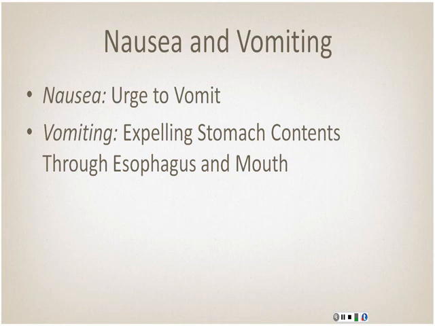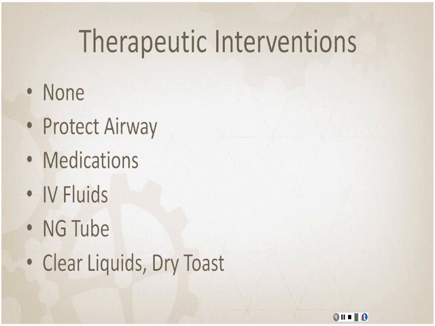Nausea and vomiting can be very self-limiting, so it is possible that no intervention may be needed. Certainly we need to think about airway protection. This is a top priority to prevent aspiration. There are many medications that can be used to control nausea and vomiting. Some examples would be Zofran or Benadryl, Reglan, Phenergan, and Compazine. That's just a few.